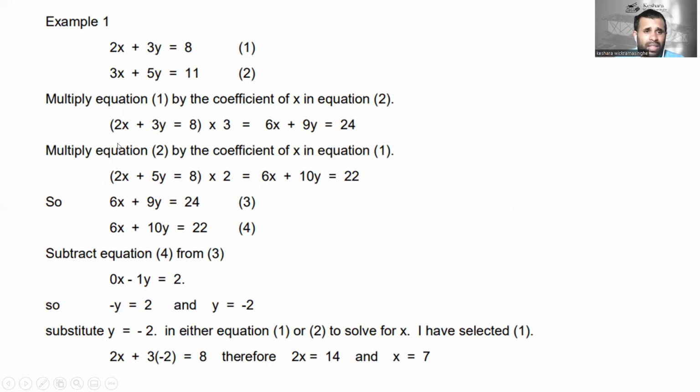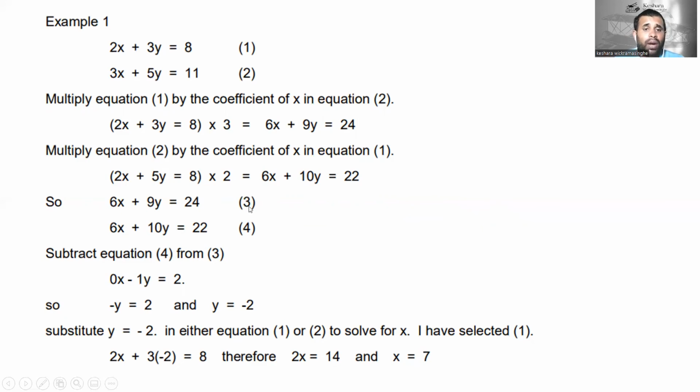So then if we do this one, we will get 6x plus 9y equal 24, and then 6x plus 10y equal 22. Why? We have to multiply this equation by 3. So 3 into 2 is 6x plus 3 into 3, 9y equal 24. And when we multiply this one by 2, then 3 into 2 is 6x plus 5 into 2 is 10y equal 22. Okay, these are equations number 3 and number 4.